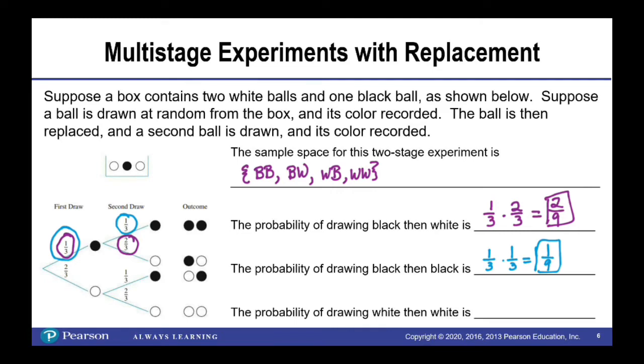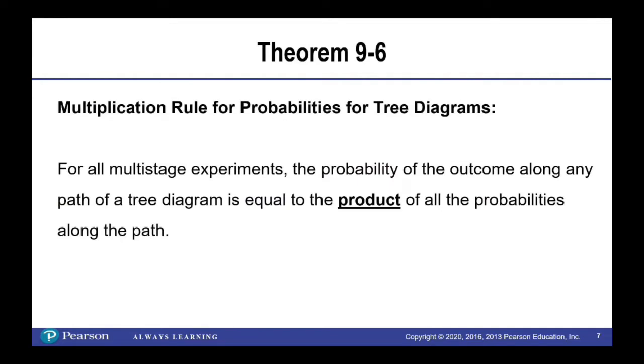Then finally, we are asked to find the probability of white, then white. Now you'll notice this time I circle the probabilities in black. So the probability of drawing a white is 2/3. And I multiply 2/3 times 2/3, multiply the numerators gives us 4, and multiply the denominators gives us 9 for a probability of 4/9. Our multiplication rule for tree diagrams is this. The probability is the product of the probabilities along the path on the tree diagram, just like we saw in our last example.